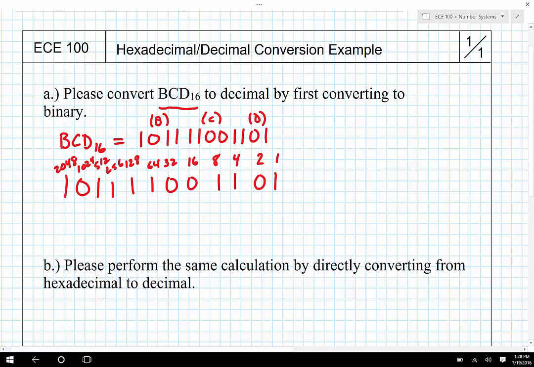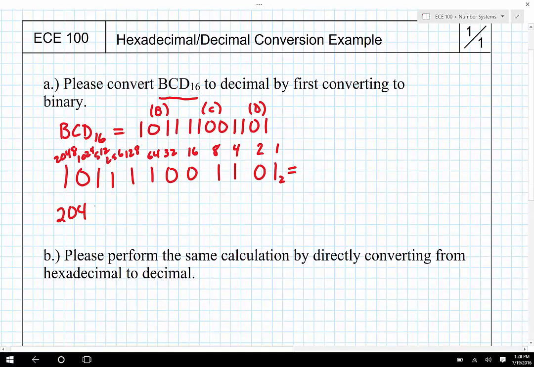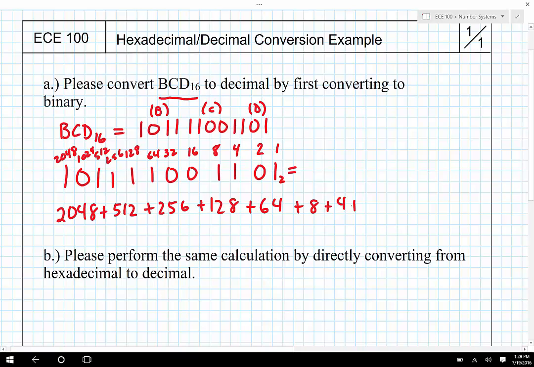So if I want to convert that from binary into decimal, then I have to figure out which bits have a 1 and add all of those weights together. So I have 2048 plus, skipping the 1024 because it's a 0, 512 plus 256 plus 128 plus 64 plus 8 plus 4 plus 1. And when I add all of those together, I get 3021 in base 10. Hopefully you get the same thing.